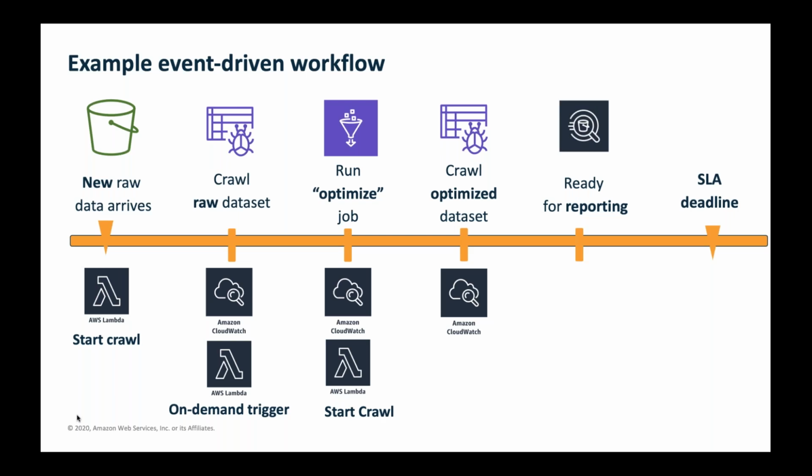The alternative to an event-driven workflow is a scheduled one, and it's largely the same. It's just that rather than when data hits a bucket, it'll be on an interval. At this time, crawl the data set, run the optimized job, all through the steps. It's largely similar, just how it gets invoked is a little different.